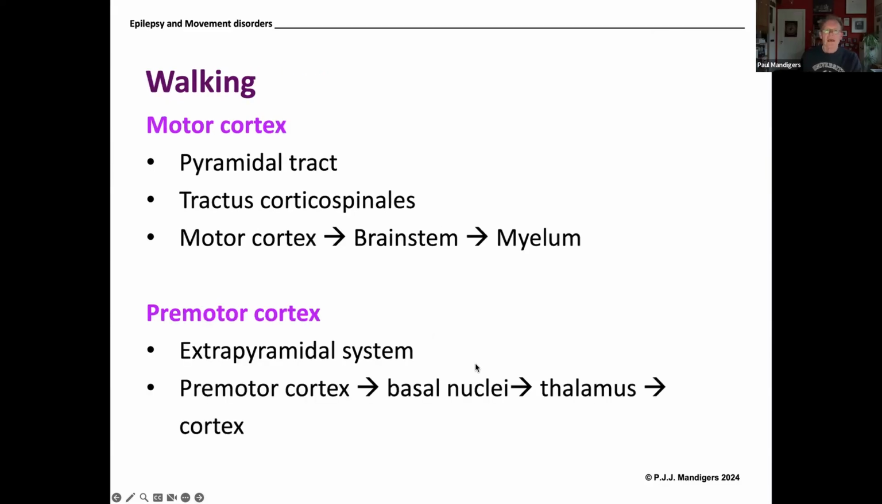Okay. Now I already said it, there's also the other system, and that's actually where if anything goes wrong here, then we start seeing all these movement disorders.